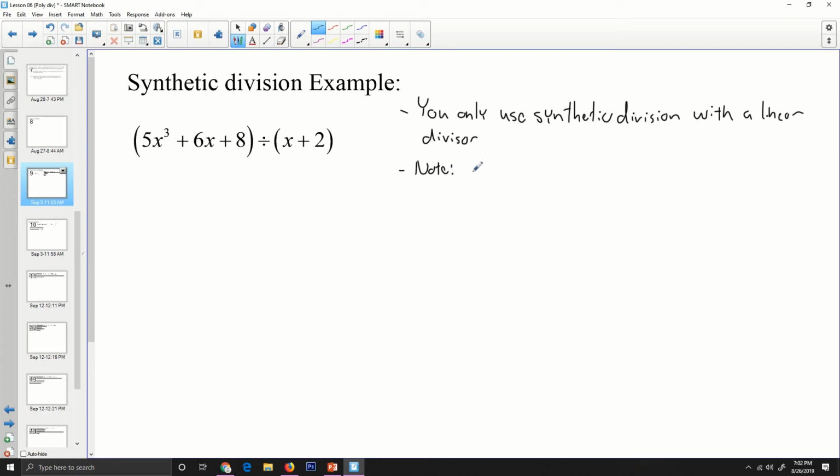Also, we wanted to note that the x squared term is missing, and so we need a placeholder. So we need to use 0 as a placeholder.